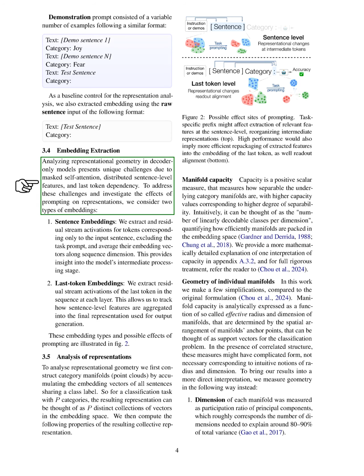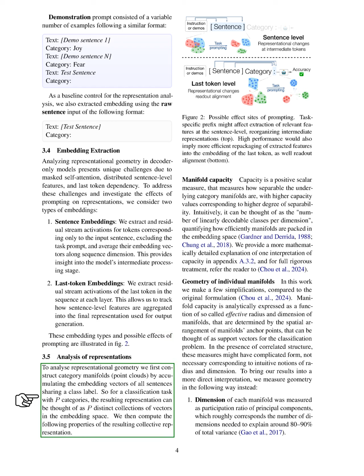Analyzing the representational geometry in decoder-only models comes with unique challenges, such as masked self-attention and dependencies on the last token. To tackle these challenges and examine how prompting affects representations, we considered 2 types of embeddings: sentence embeddings, which are derived from the tokens of the input sentence alone, and last token embeddings, which focus on the last token's activations at each layer. These embedding types and the potential effects of prompting are illustrated in our figures.